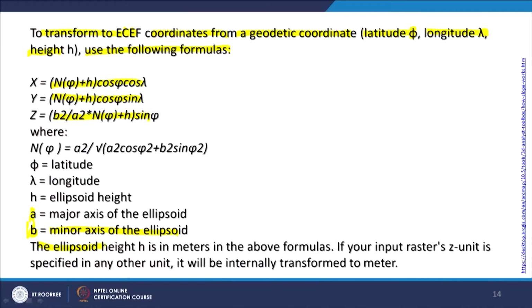So, ellipsoidal height h is in meters. Through the above formula, your input raster's z unit is specified. If it is in any other unit, then it is internally transformed to meters, because it has to be converted, and only then can you do the calculation.